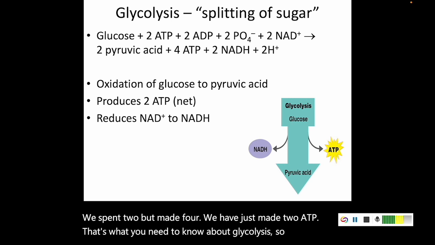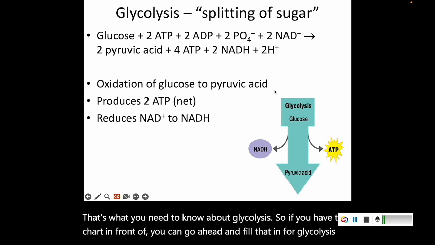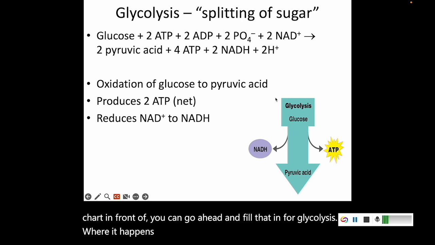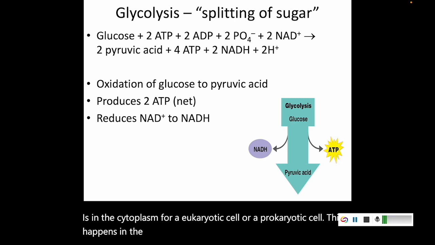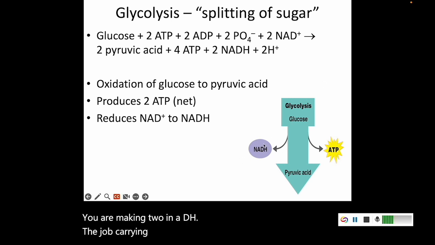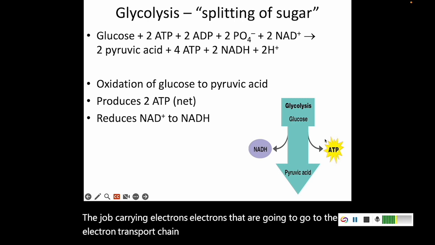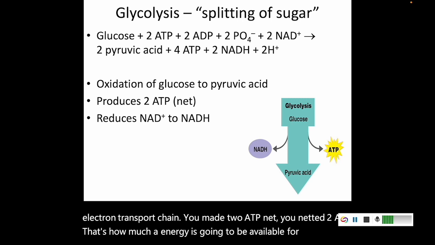So if you have that chart in front of you, you can go ahead and fill that in. For glycolysis, where it happens is in the cytoplasm. For a eukaryotic cell or a prokaryotic cell, this happens in the cytoplasm. What type of energy are you making? You are making 2 NADH. Those are carrying electrons that are going to go to the electron transport chain. You made 2 ATP. You netted 2 ATP. That's how much energy is going to be available for your cell right now.